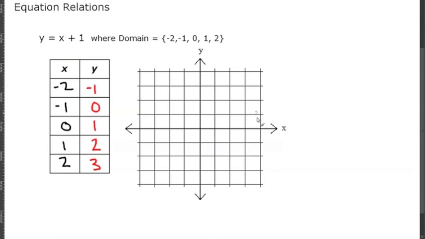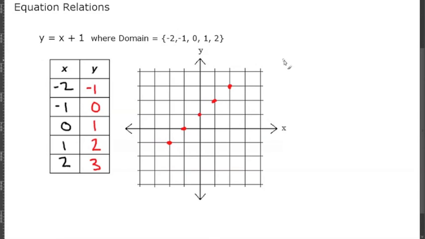Plotting these points would be -2, -1, -1, 0, 0, 1, 1, 2, and 2, 3. Normally, we would connect a linear equation with a line, but since the domain are just whole numbers from -2 to 2, we are not including any of the numbers in between the whole numbers. Therefore, we do not draw the line, and this is our graph solution.